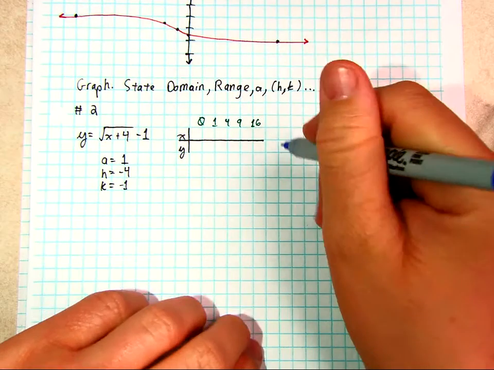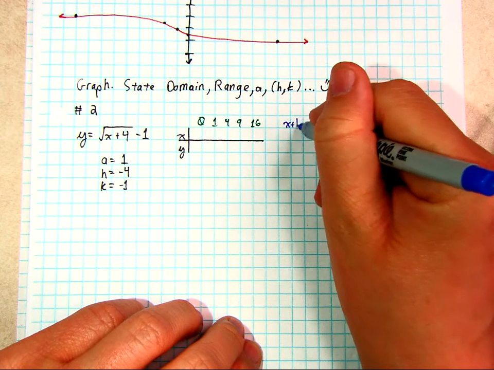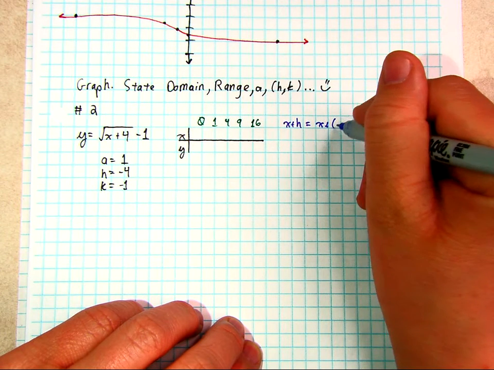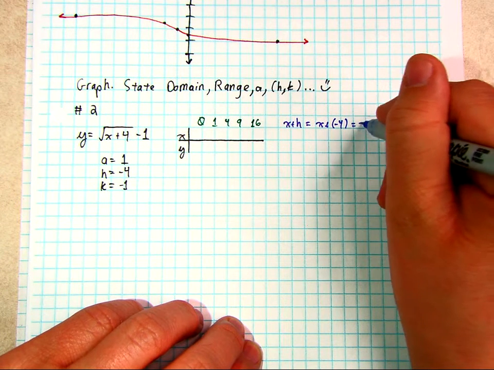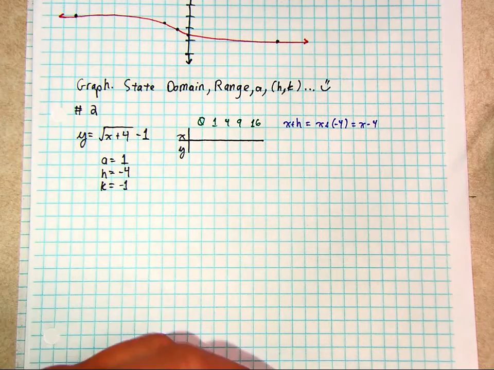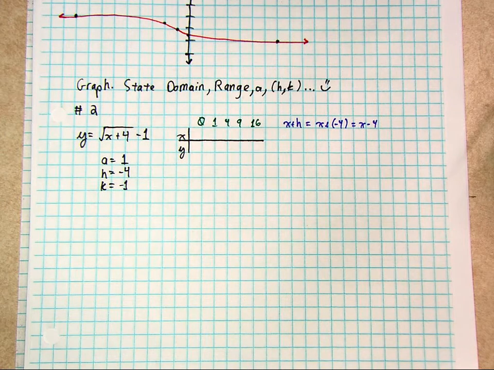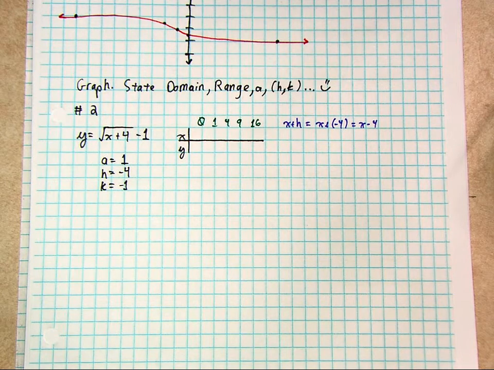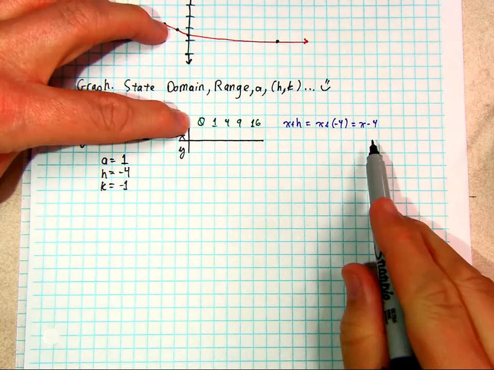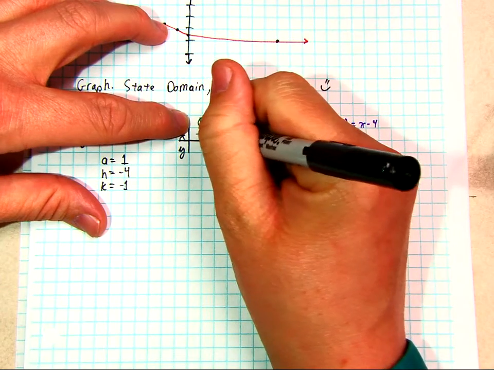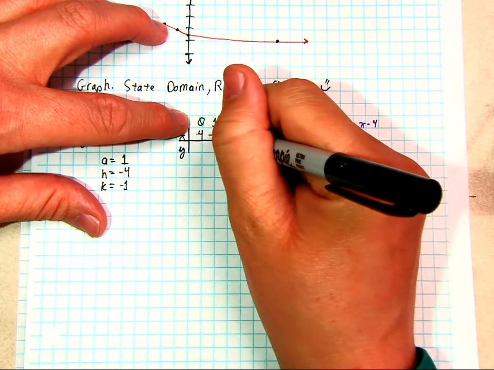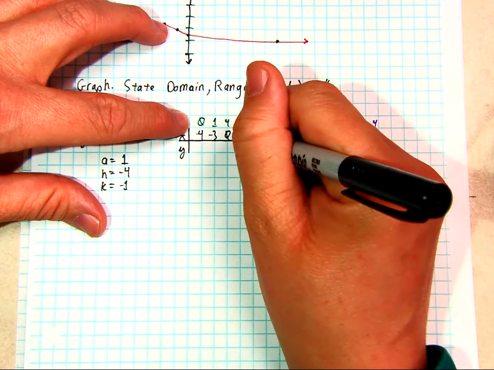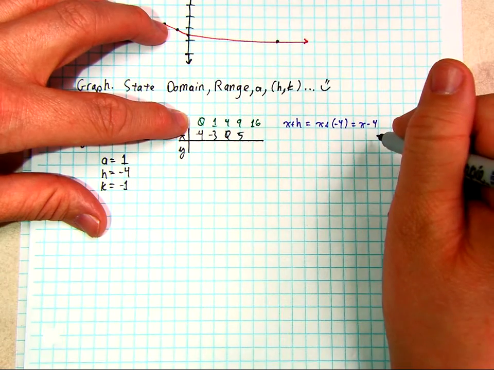Again, I use this little idea of x plus h, which in this case is going to be x plus negative 4, which will eventually give me just x minus 4. Again, what that means is I'm taking the possible common starting points of 0, 1, 4, 9, 16, and I'm going to plug them in here. So we take 0 minus that 4, which gives me negative 4. 1 minus 4, which is negative 3. 4 minus 4, which gives us 0. 9 minus 4, which is 5. And then 16 minus 4, which is 12.